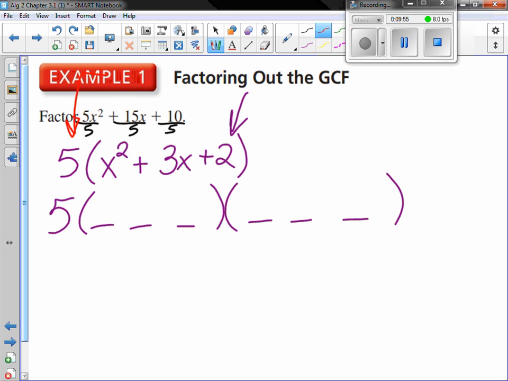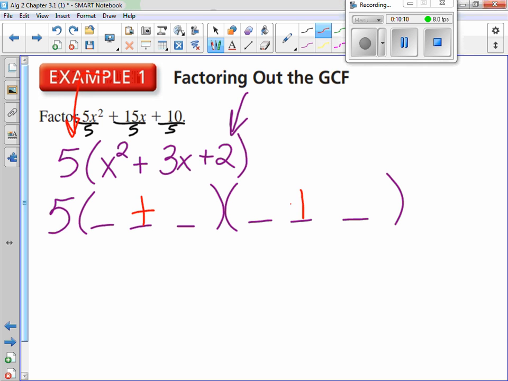So if the constant term is positive, the signs are the same and they match the sign of the middle term. What's our middle term? It's positive 3, yes? So the signs for this here would both be what? Positive and positive. So plus and plus.